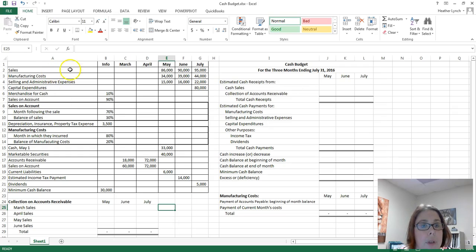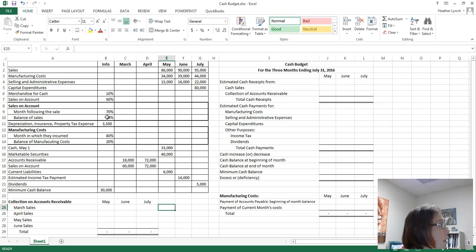So we have some information: we have sales for May, June, and July, some manufacturing costs, some selling and administrative costs, some capital expenditures, and merchandise for cash. They're expecting to sell 10% of their sales for cash. 90% of that is going to be on account. For the sales on account, we're planning to collect 70% the month following the sale and the balance after that.